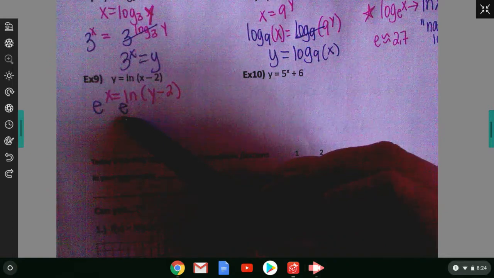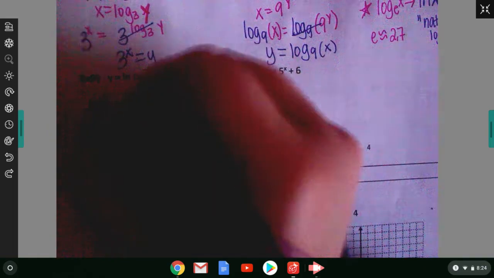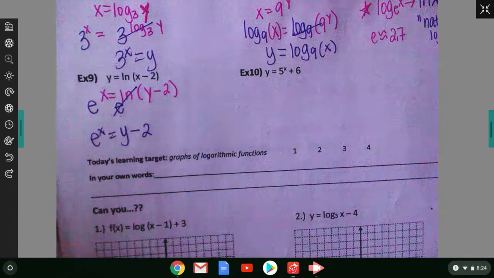And then this e to the natural log of something will cancel. So I've got e to the x equals y minus 2. I don't quite have y by itself yet. Let's add 2 to the other side. So we've got y equals e to the x plus 2.